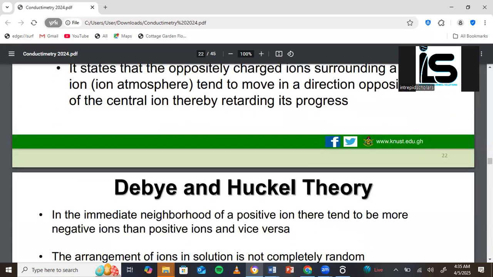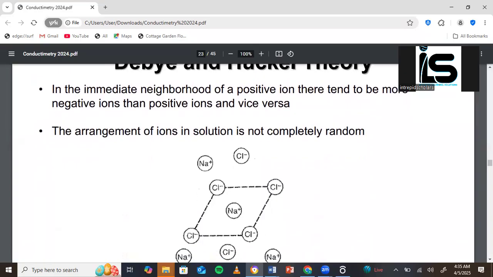Now, if this is too much English, we can look at what has been represented here. We have an atom of sodium here. Sodium is positively charged. In solution, it will be surrounded by a negatively charged species, in this case chlorine, right? So the chlorine surrounding it is its ionic atmosphere. This is the central atom, and this is the ionic atmosphere, right?